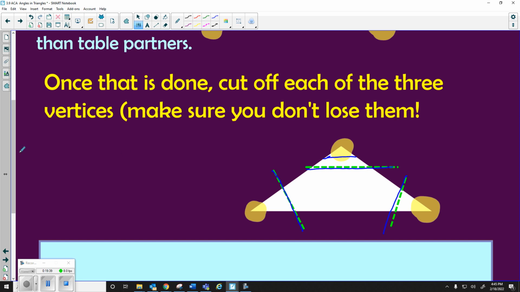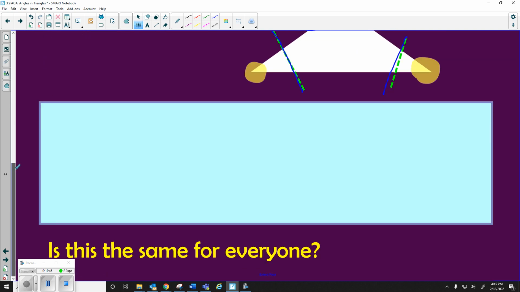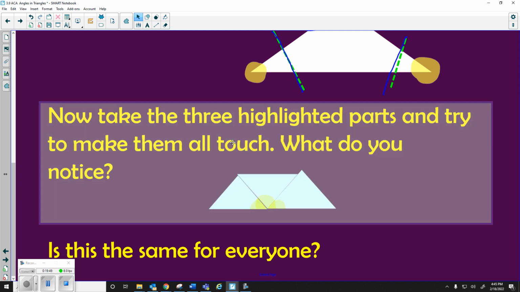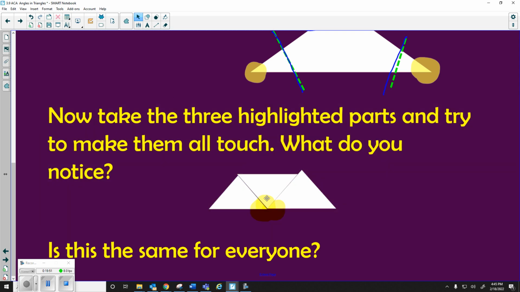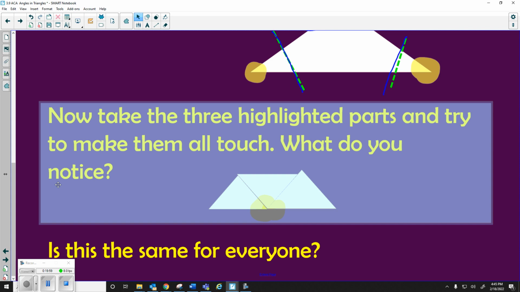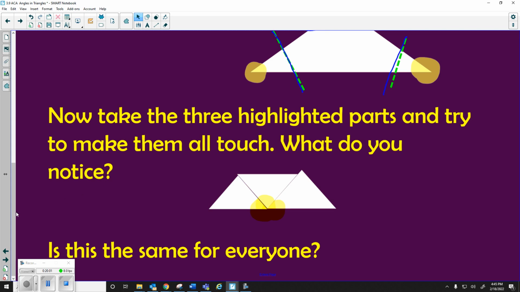Okay? Now you're going to try and get all of those highlighted pieces and touch them. Here, I'll show you a picture so it makes a little bit of sense when I say this. You're going to try and get all the highlighted pieces to touch like this. Okay? Putting all the like highlighted corners together. And you want to talk about what you notice. Okay, so pause if you need to.